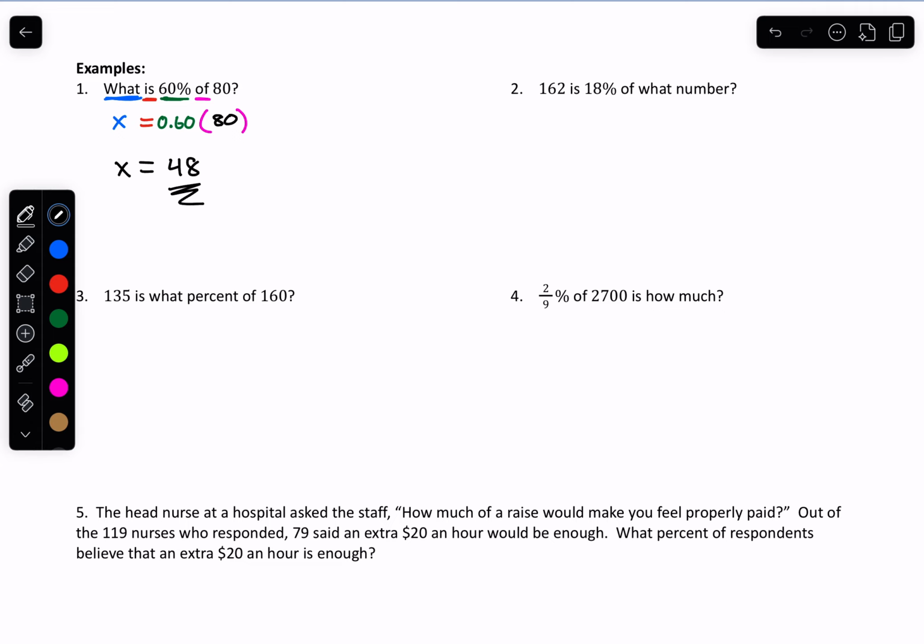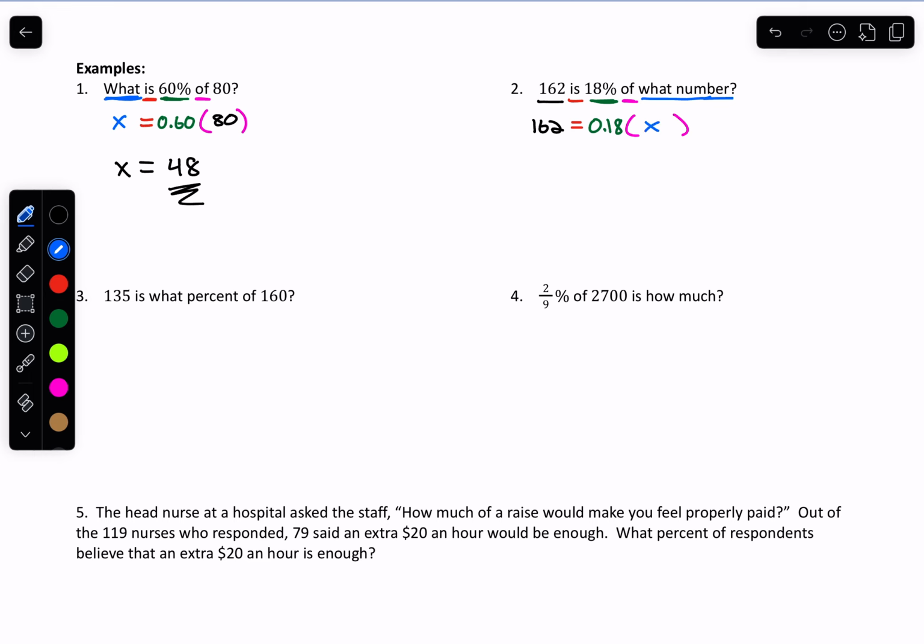Number two, 162 is 18% of what number? So 162 is just a number, so we just copy that down. The word is translates to equals. 18% we need to write as a decimal instead of as a percentage, so that's 0.18. Of tells us to multiply, so I'm going to put some parentheses to represent multiplication. And then we don't know what the number is, so what number is going to be our x variable.